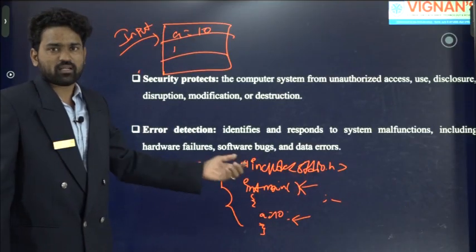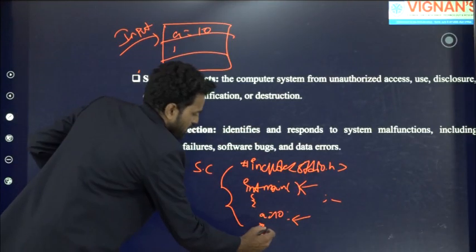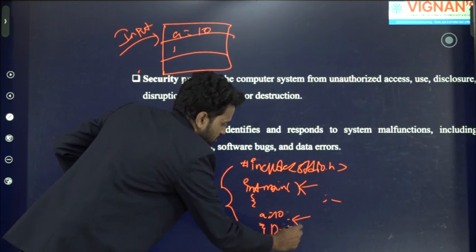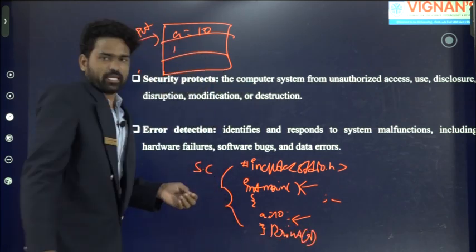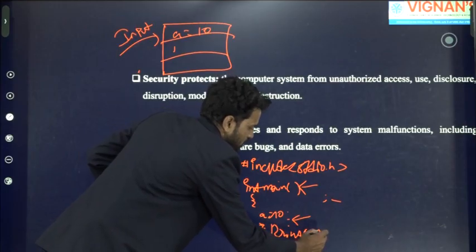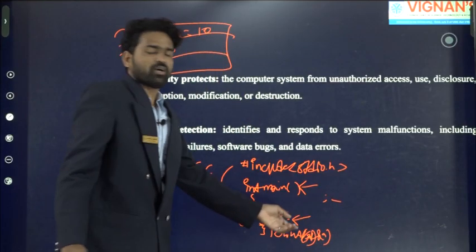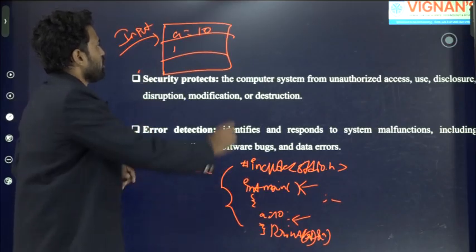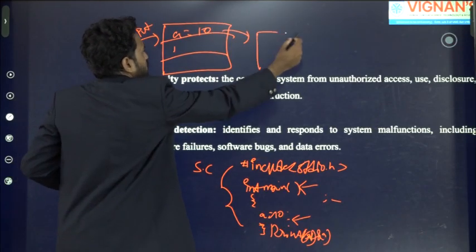After rectifying this error, we need to get our data. So here print 10, print a, so that means print percentage d ampersand a. This is when we are printing this data, so we will get our output in the monitor.